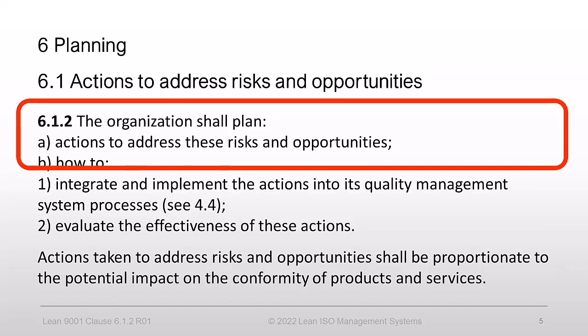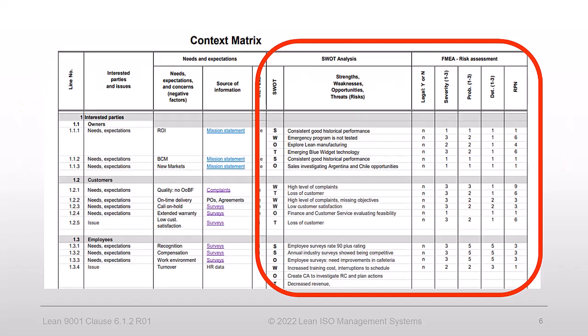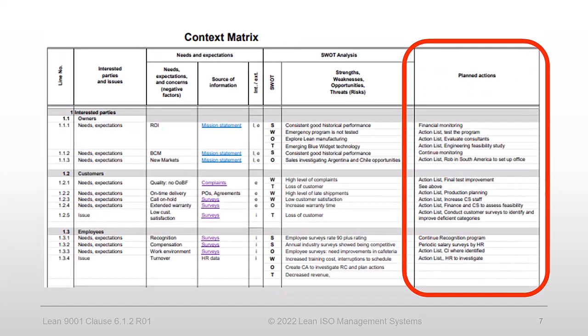Element 6.1.2, among others, requires an organization to plan actions to address risks and opportunities. In the previous video, using SWOT and the FMEA analysis, we identified and documented risks in our context matrix. If you missed that video, click the link below to catch up. To move from the risks and opportunities to the actions, let's change the scenery and flip to the next page of the context matrix. This page refers to the actions in response to identified risks, opportunities, and threats.